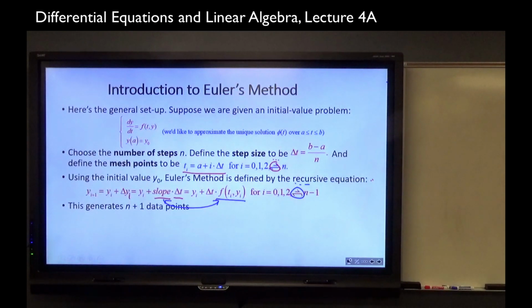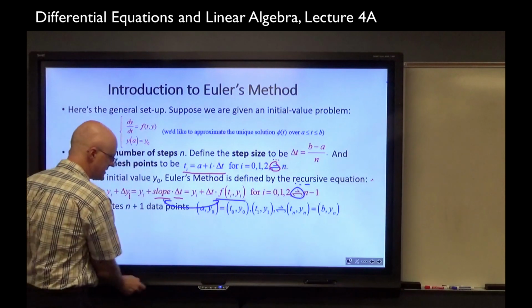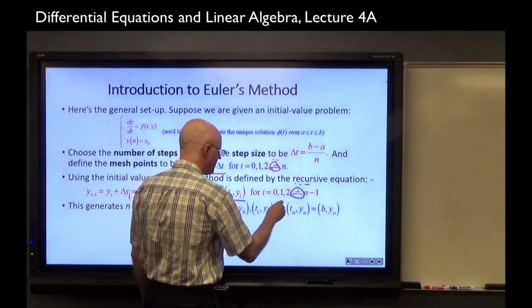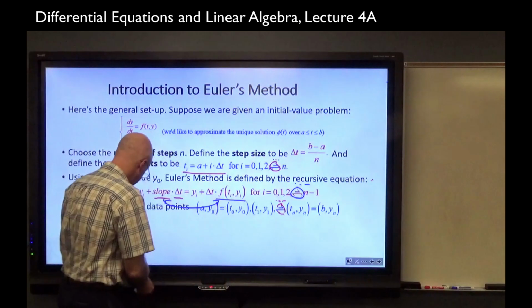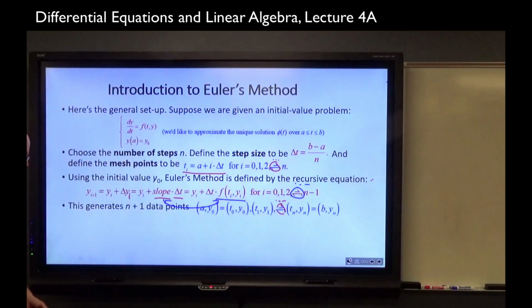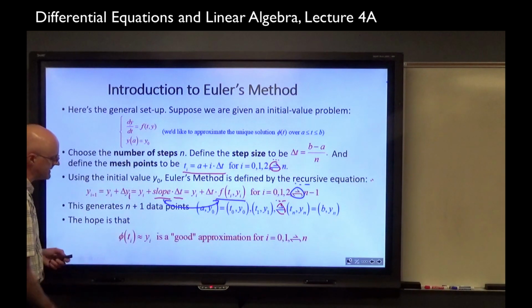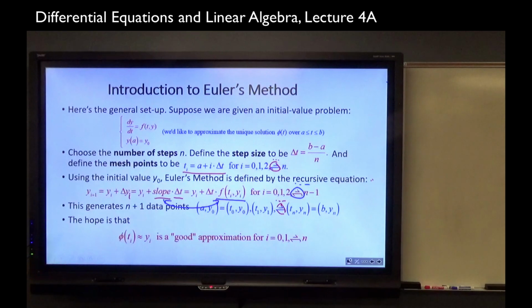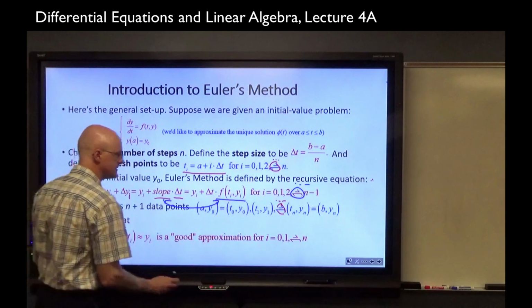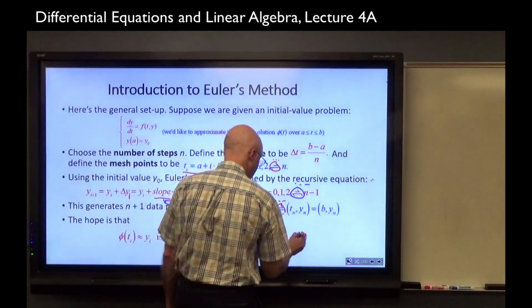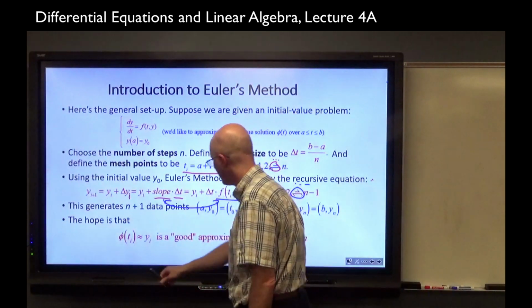In general, what happens, this generates n plus 1 data points. Here they are. Once again, we should get a dot, dot, dot. Always forget to check these things on a PC here. And the hope is that phi of t sub i is well approximated by y sub i, for i goes from 0 through n. Okay? So that's a very brief introduction to Euler's method.